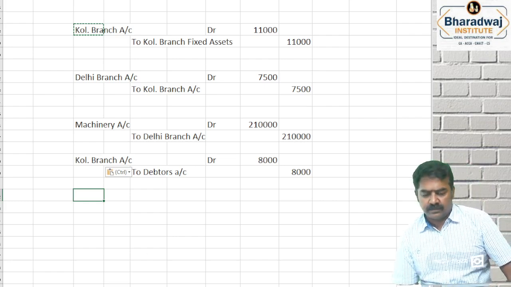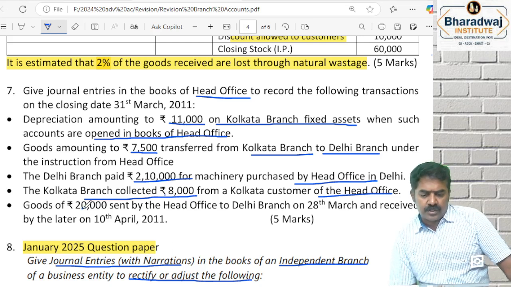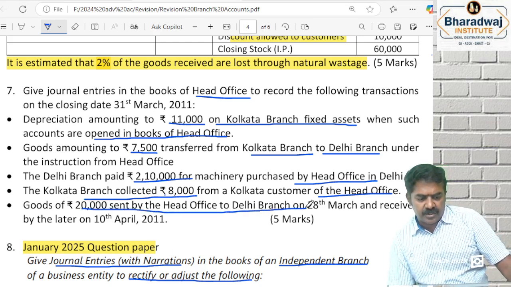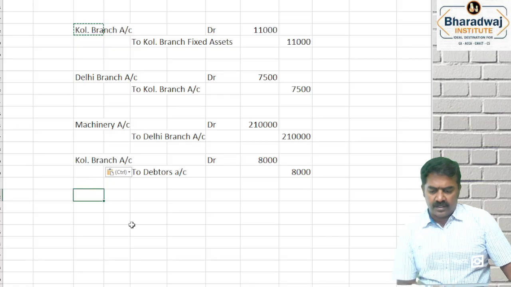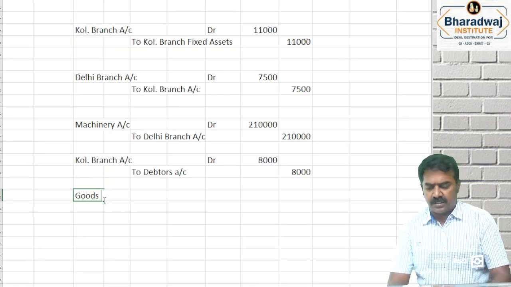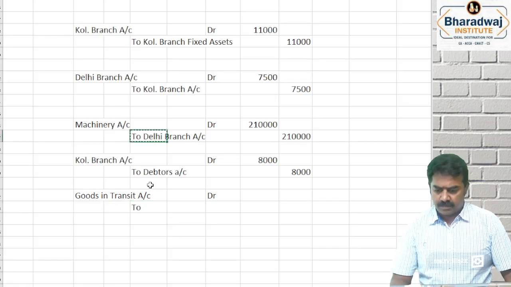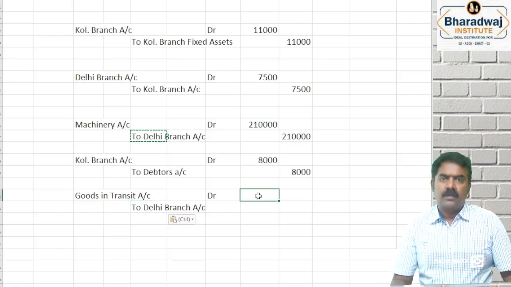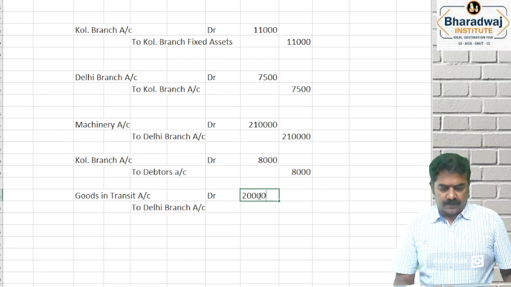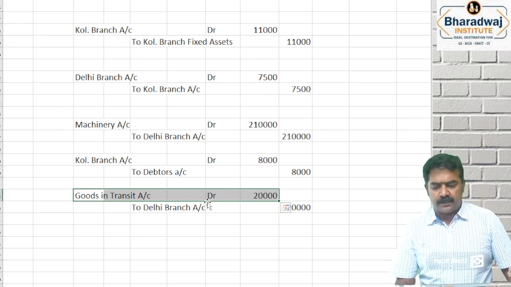What is the next one? Goods sent by head office to Delhi branch. Branch received it only later, so it's goods in transit. What entry will pass? Goods in transit is an asset. Goods in transit account debit to which branch? Delhi branch. How much? 20,000. Goods in transit is an asset, credited to Delhi branch.